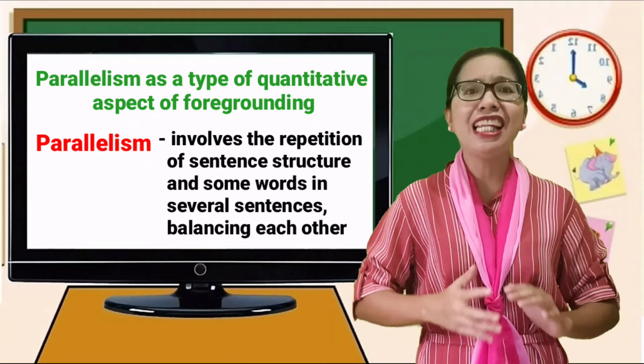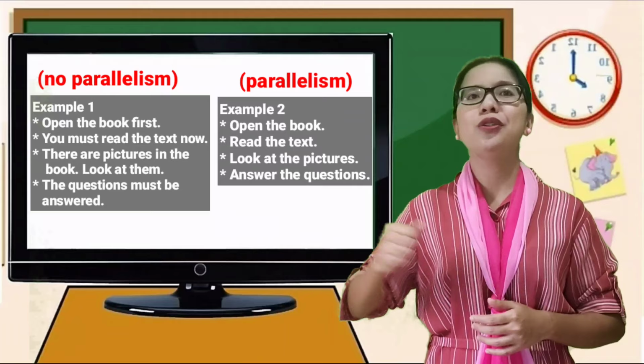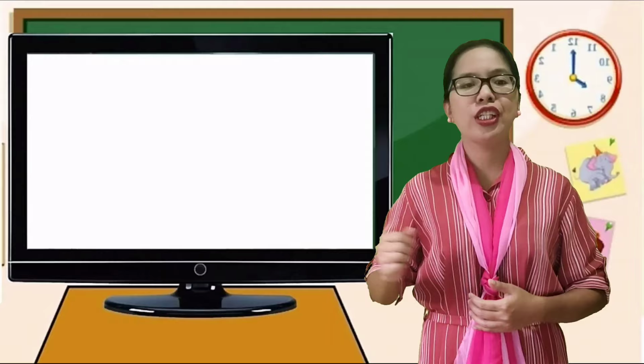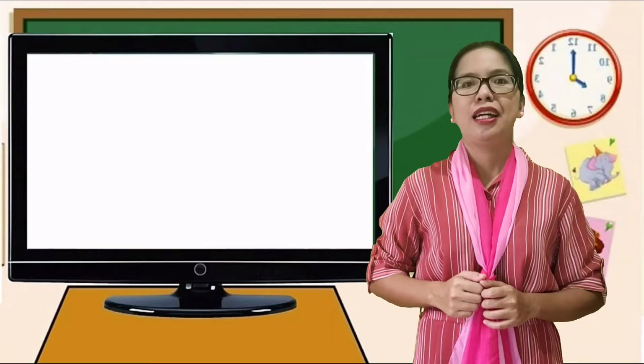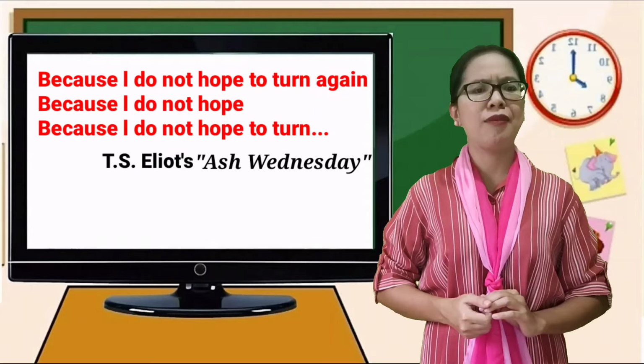I want you to take note of these examples. Example 1, no parallelism, and example 2, with parallelism. Parallelism may occur at all language levels such as phonological, syntactic, morphological, etc. An example is this one, which is an excerpt from T.S. Eliot, Ash Wednesday. Because I do not hope to join again.